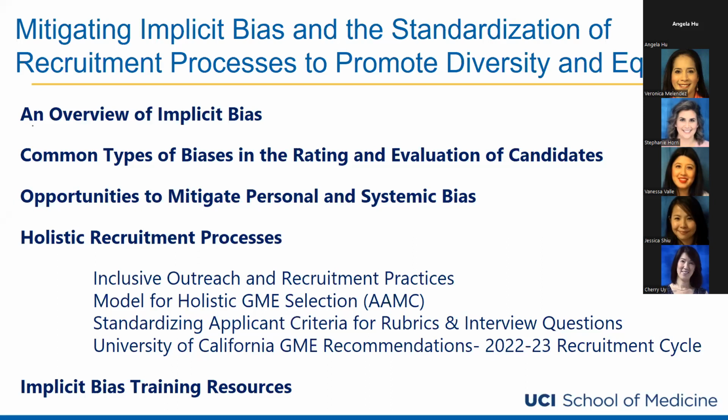We'll talk about common types of biases in the rating and evaluation of candidates, opportunities to mitigate personal and systemic bias, as well as holistic recruitment processes based on some tried and true resources available through the AAMC and others. And then we will end with some additional resources you can have at your fingertips to support you as you reflect on your own implicit bias, as well as opportunities to mitigate that in the work that we all do.